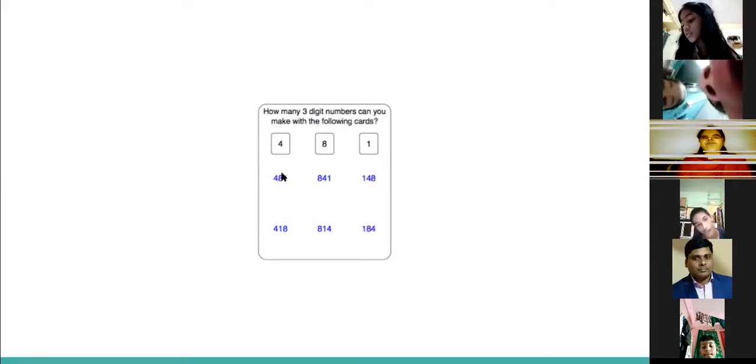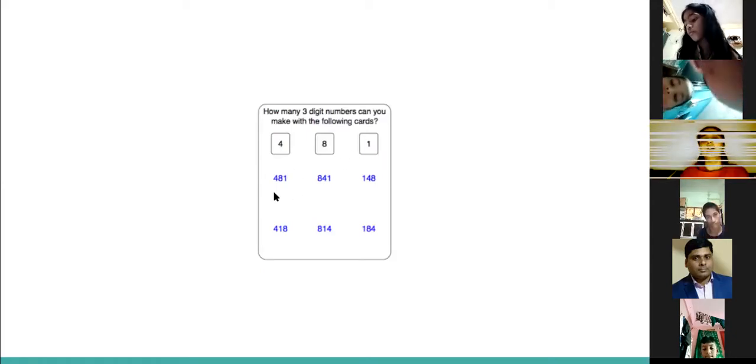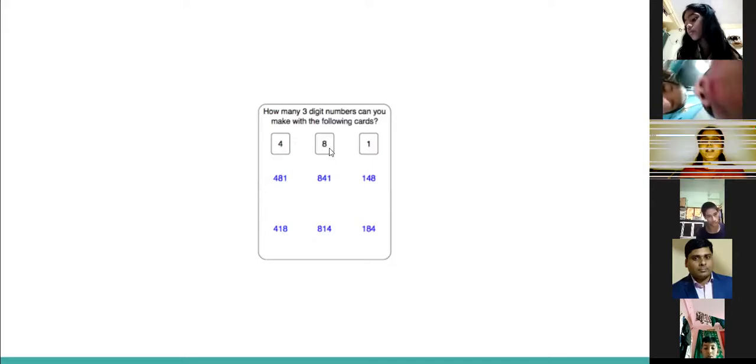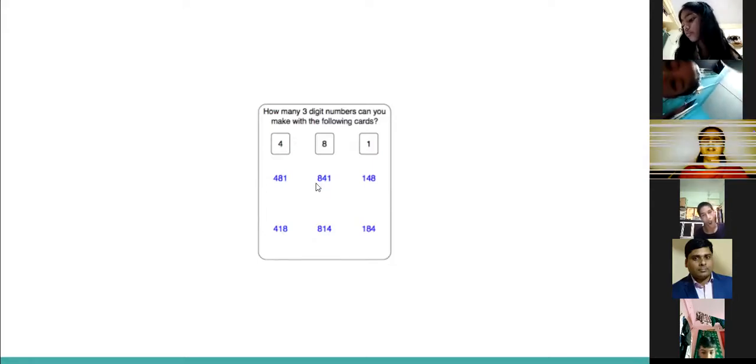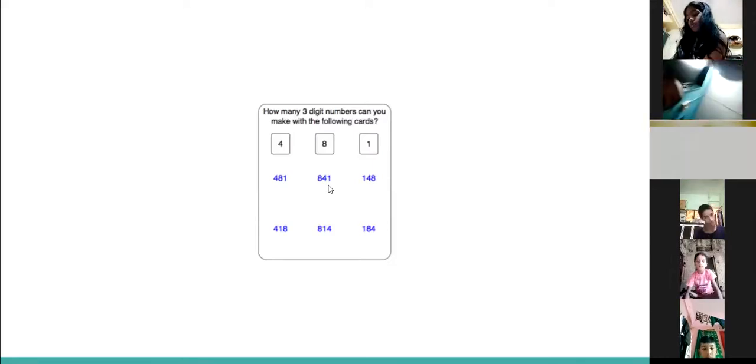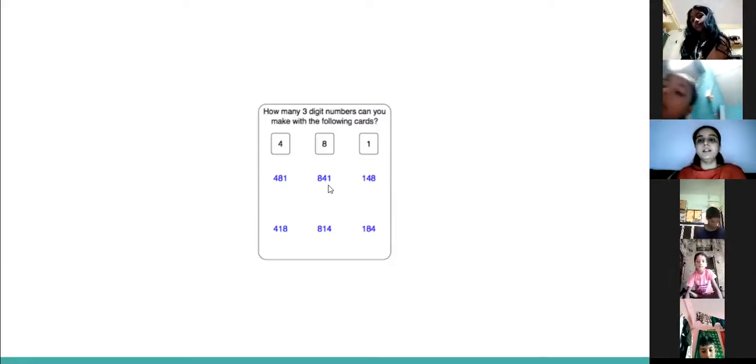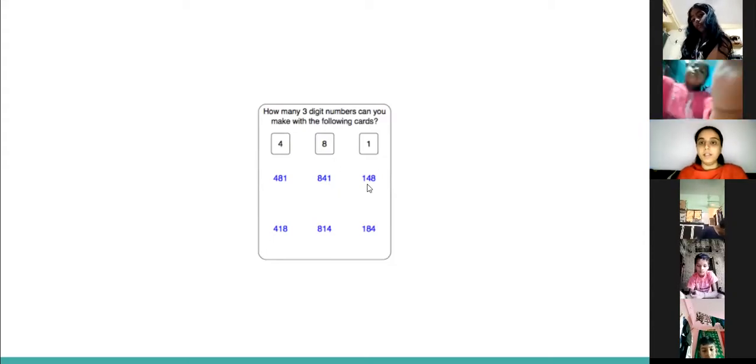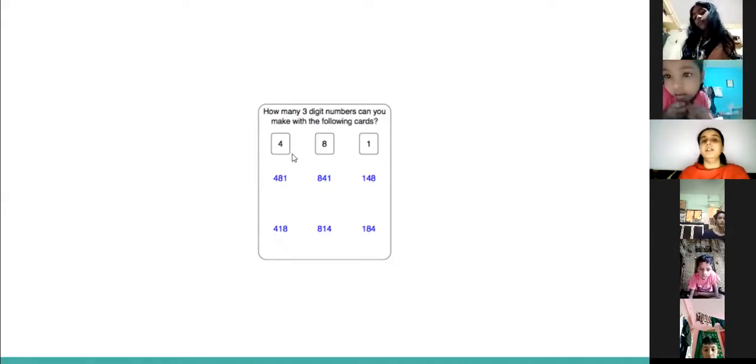So we can make 4, 8, 1. That becomes 481. Then we can use this middle card, that is 8, then this first card 4 and last card, that is 1. So it becomes 841. Next we can make 148. Then I can make 418, 814, 184. So this way I have formed 6 numbers. And all these are 3-digit numbers.